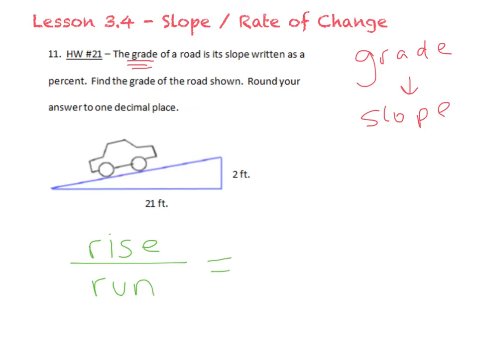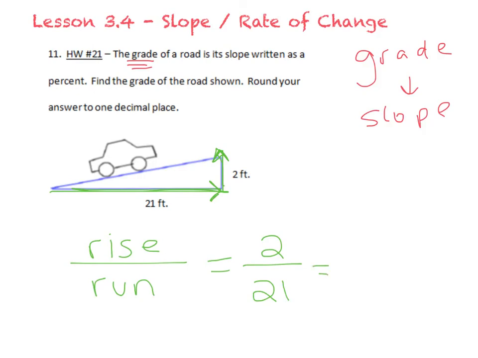So, rise means up or down. So which one of these 2 numbers is our rise? If you said 2, then you're correct. 2 is our rise. And run. Run means over. So here we go. Over 21. Our rise over run is 2 over 21.